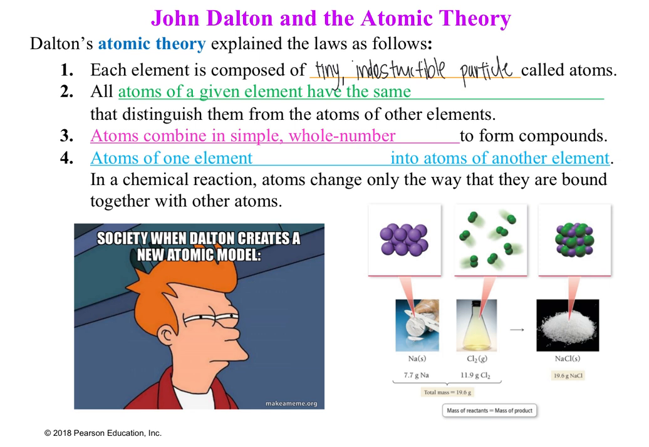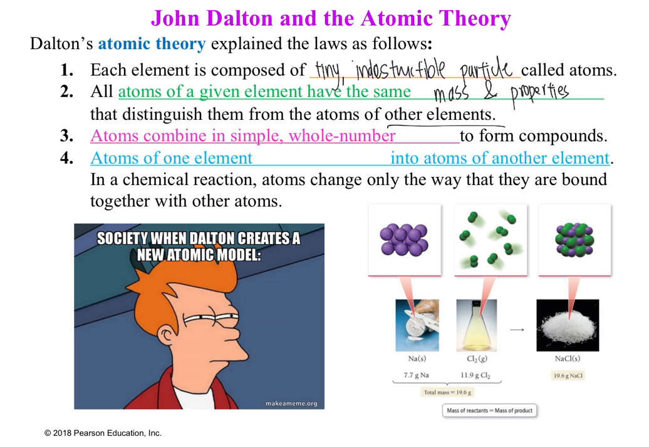Okay, so that's what Leucippus was thinking. He then explained that all atoms that are made out of a given element have the same mass and properties. Right, so carbon is carbon, hydrogen is hydrogen. And those properties are different from atoms of other elements, right? So carbon and hydrogen are going to act differently.